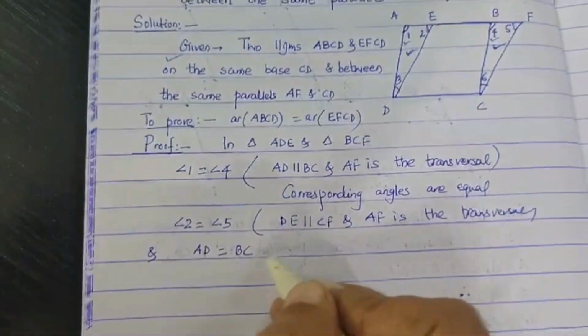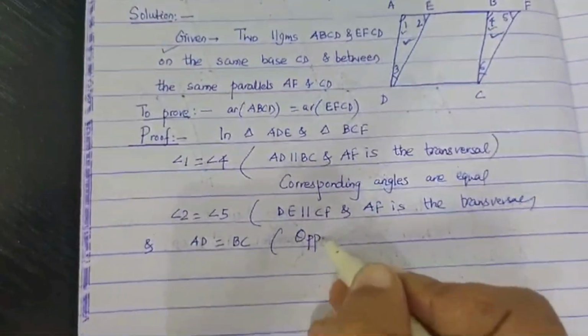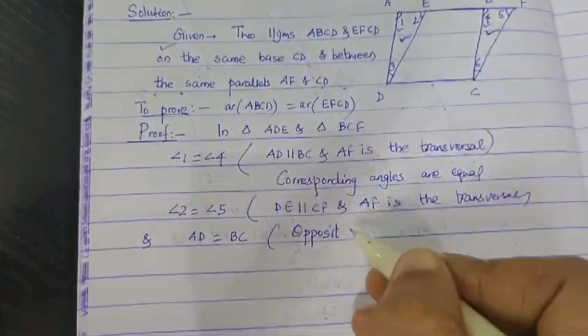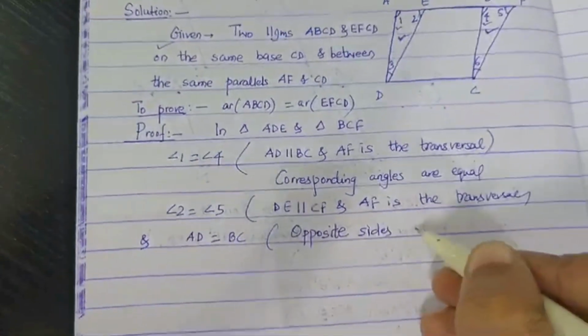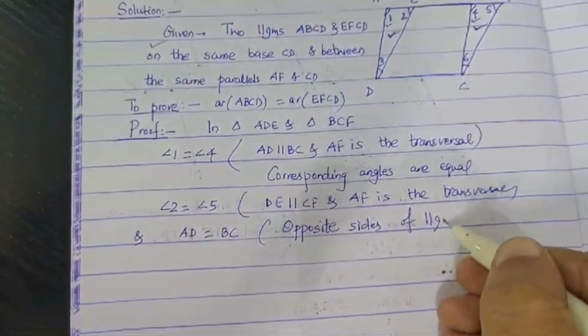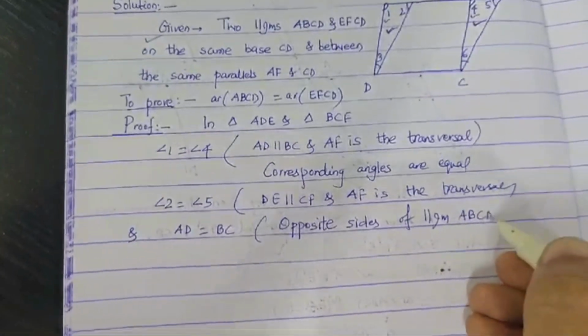AD is equal to BC. We can write, opposite sides of a parallelogram, they are equal. This is the property of a parallelogram. Opposite sides are equal. Opposite sides of parallelogram ABCD.